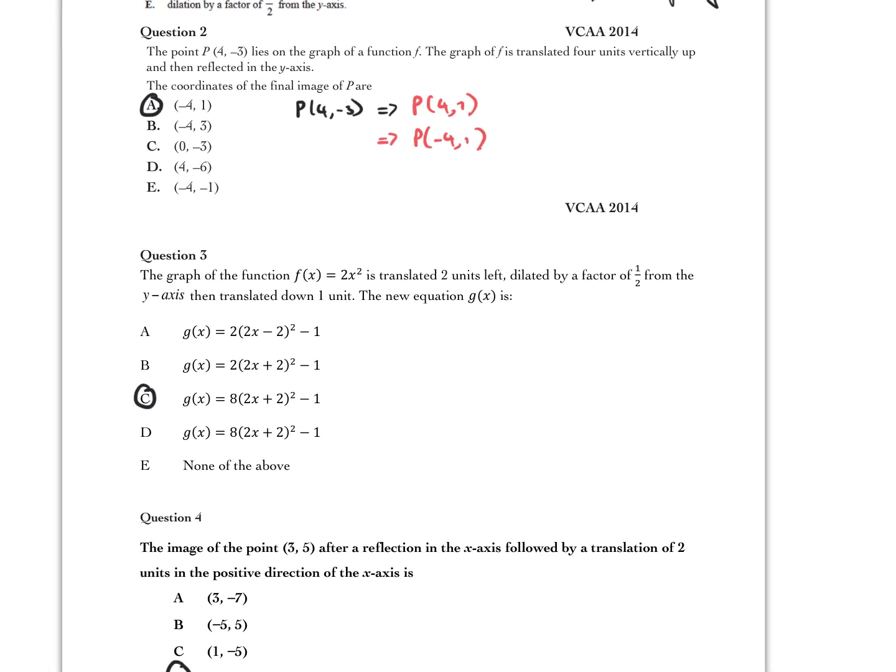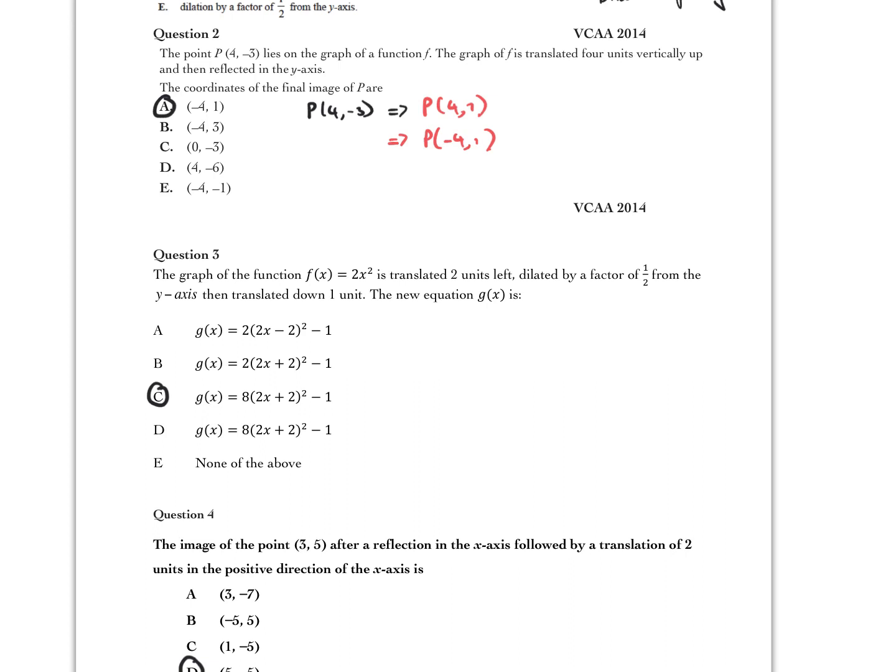The graph of y equals 2x cubed is translated 2 units left. Okay, so again, I prefer to go x dash, y dash becomes, right, 2 units left makes it x minus 2. Dilated by a factor of a half from the y-axis. So if we're multiplying from the y-axis, it means the x-coordinate gets affected, and then translated 1 unit down, which means my y value has 1 taken off it.